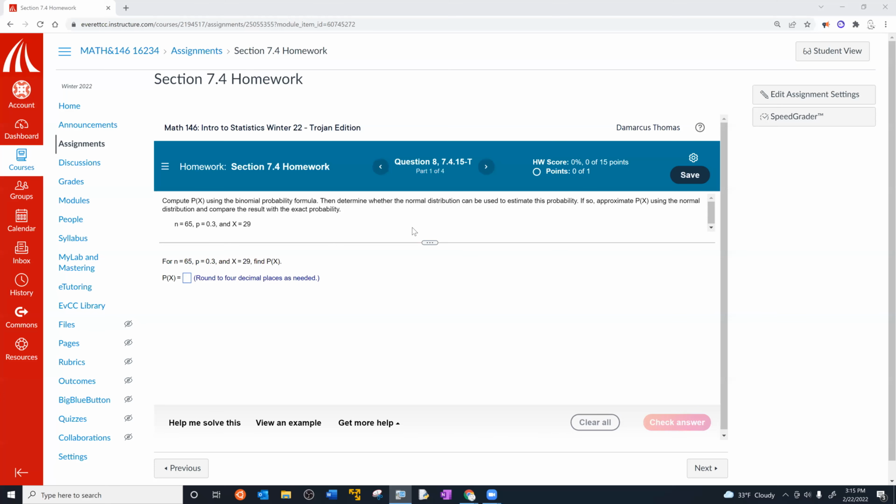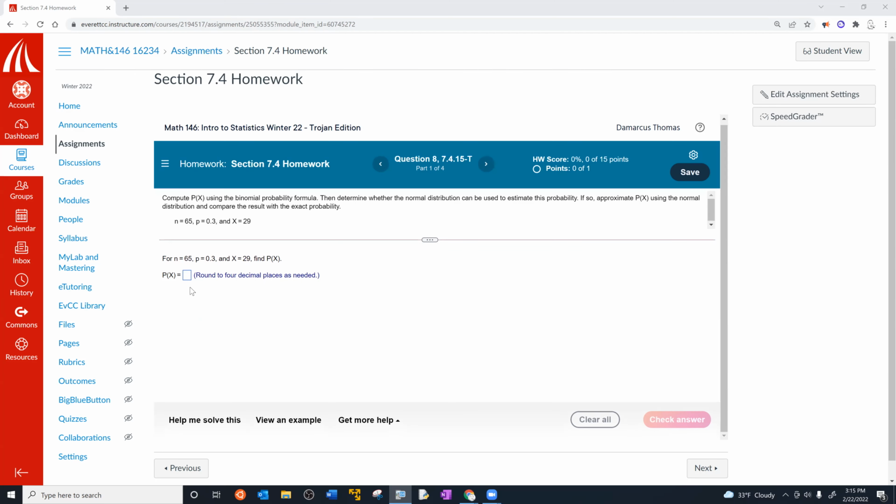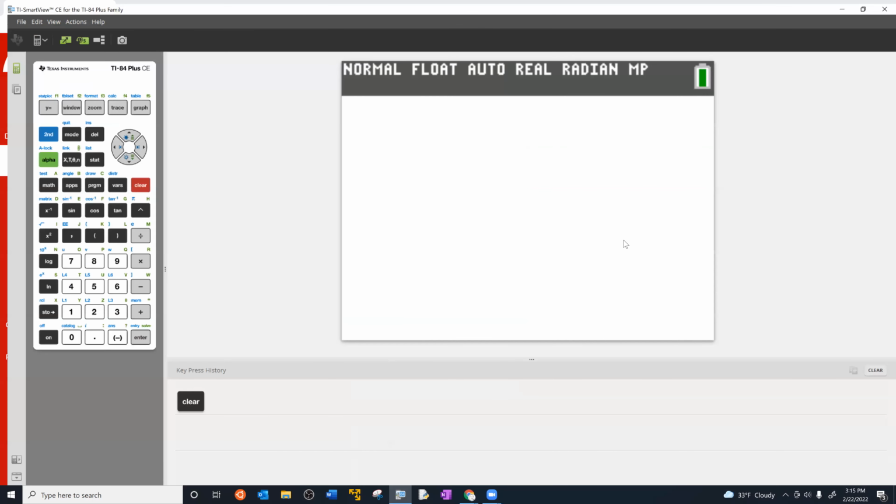All right, so we're going to do some problems. This is the binomial probability type of problem. Let's just see how it goes. For n is 65, p is 0.3, and x is 29. Find P(x). So there is a function in our calculator that will do this.